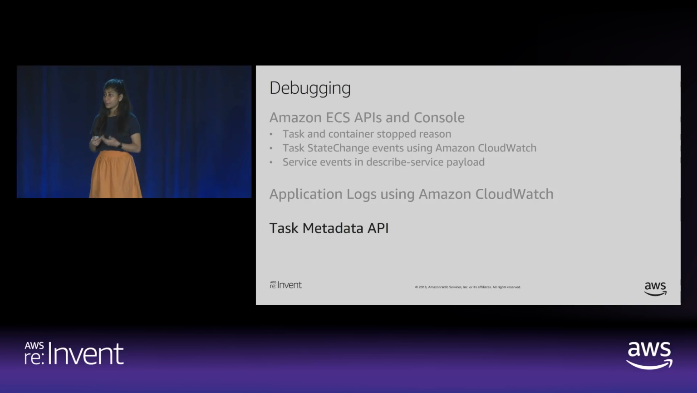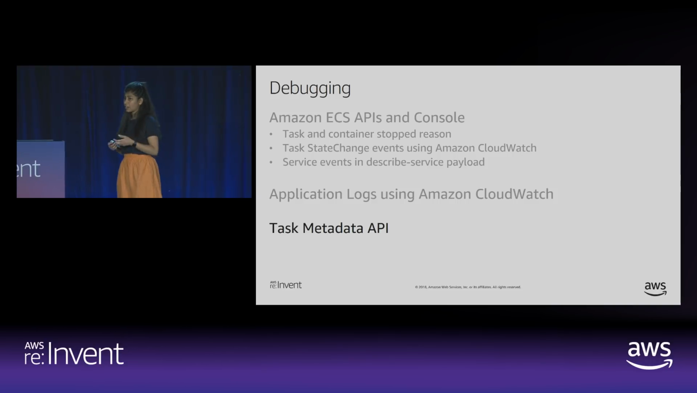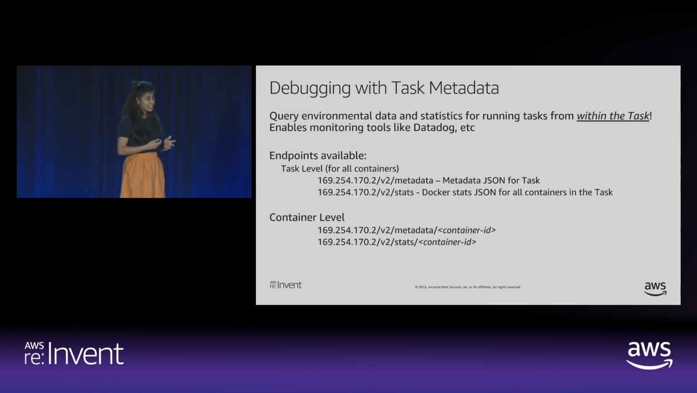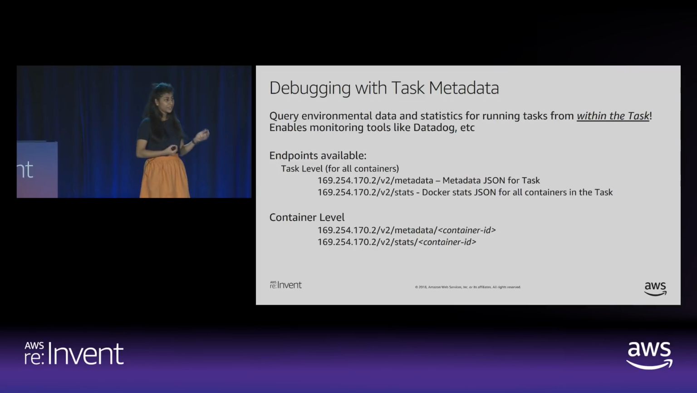But if you are someone who wants something more sophisticated, a lower level, like Docker level constructs, you can use ECS's feature called Task Metadata API. What that does is you can actually query for more information by hitting an endpoint that we expose from within the task itself. And that provides you more stats about the task. It gives you the environment variables that were resolved for it. It gives you Docker labels.